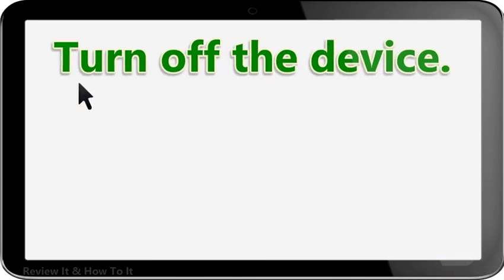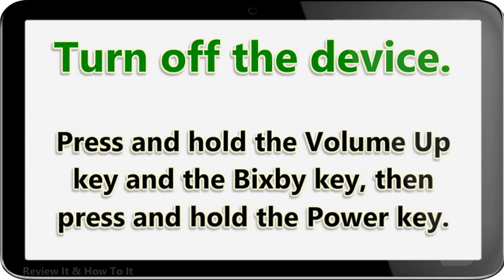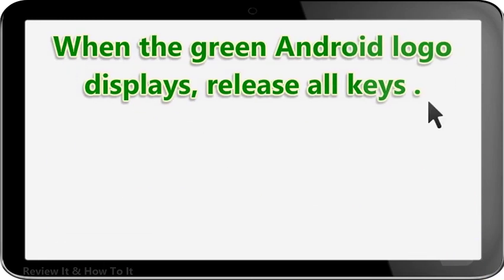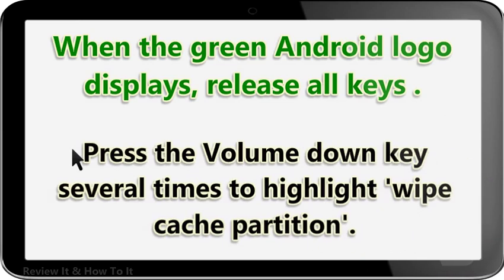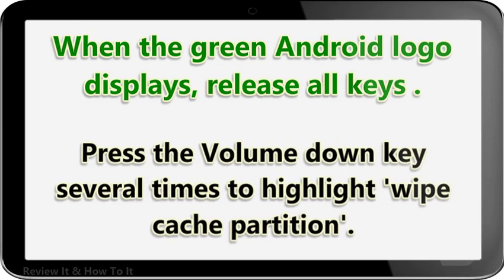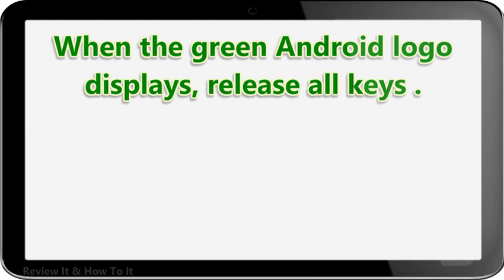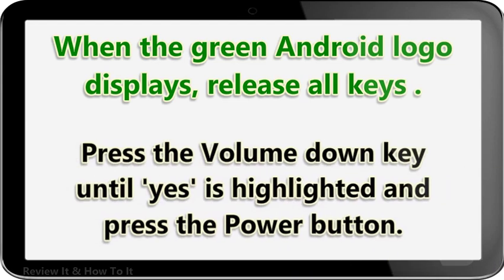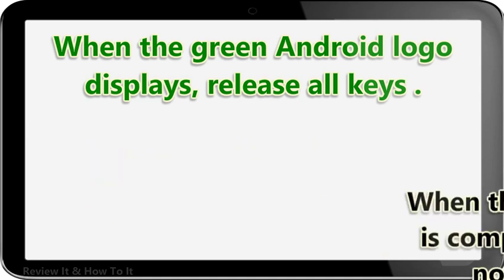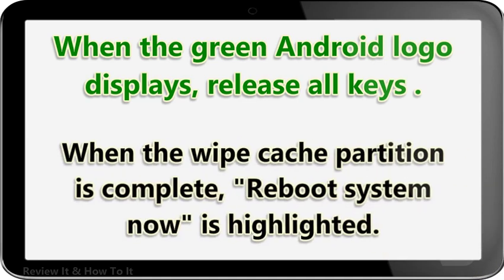Turn off the device. Press and hold the volume up key and the Bixby key. Then press and hold the power key. When the green Android logo displays, release all keys. Press the volume down key several times to highlight wipe cache partition. Press power button to select. Press the volume down key until yes is highlighted and press the power button. When the wipe cache partition is complete, reboot system now is highlighted.